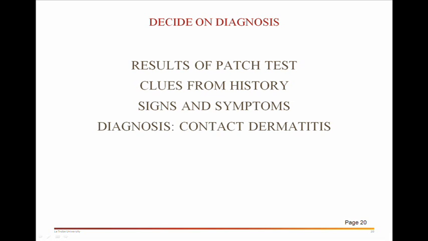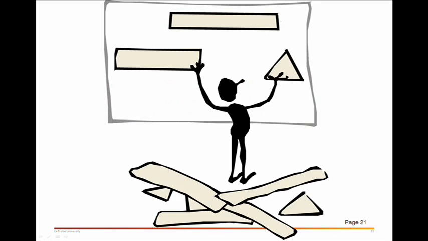Based on all of this, you need to come to a final decision regarding diagnosis. Considering the results of patch testing, the clues from the history, and the signs and symptoms, the diagnosis is contact dermatitis. As you can see by this diagram here, there are many blocks in the air at any one time. But you need to consider what aspects of every part of your clinical reasoning come together to form that final decision.